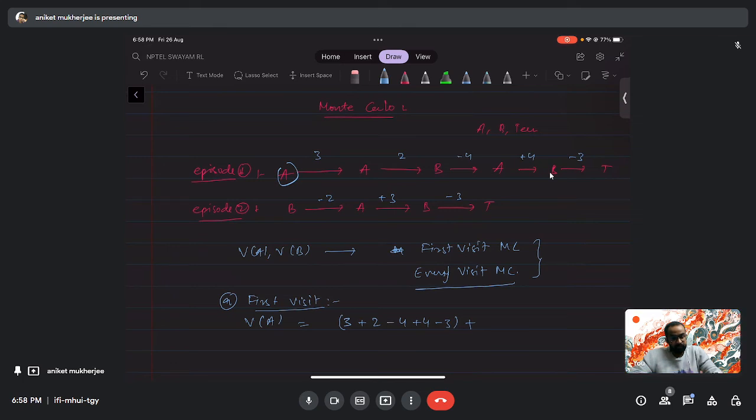There is no A to B. Where is A to B? Before the terminal state. This is plus 4. This is also minus 4, 5, 2. Right?